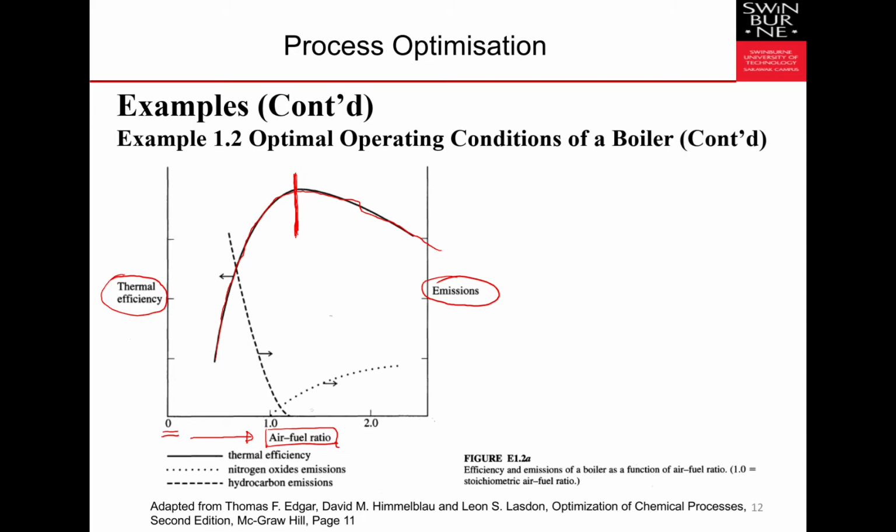On the other hand, as we go from the right hand side to the left hand side, we are basically increasing the fuel ratio with respect to air. Okay, in doing so, if we just check this dotted line in here, the nitrogen oxides will be decreased as we increase the ratio of the fuel to air. So basically we put more fuel than what is needed.